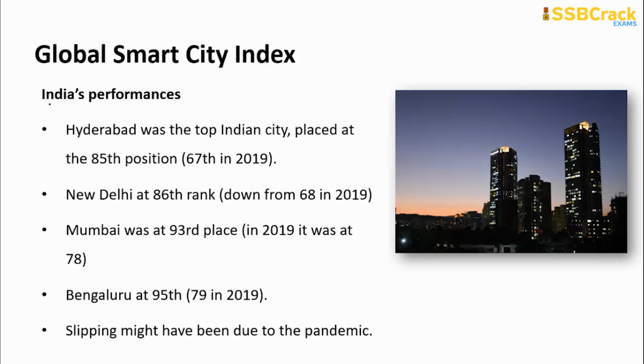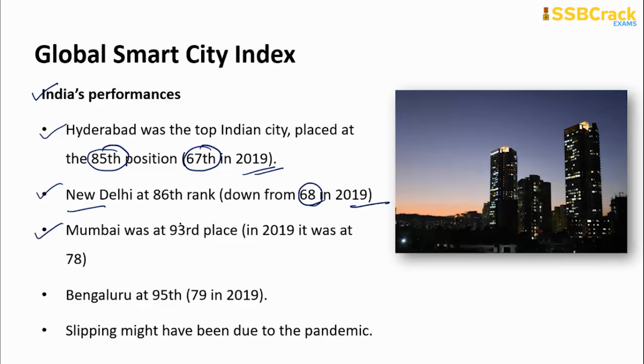Now talking about India's performance. India is topped by Hyderabad. Hyderabad is the top Indian city, and it is placed at 85th position this year. Earlier it was at 67th position in the year 2019. After it, 86th position is held by New Delhi. It is also down from 68th in the year 2019.